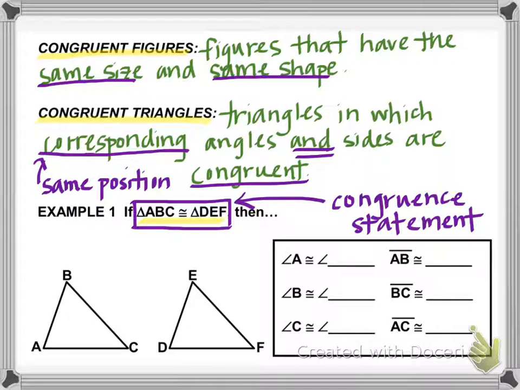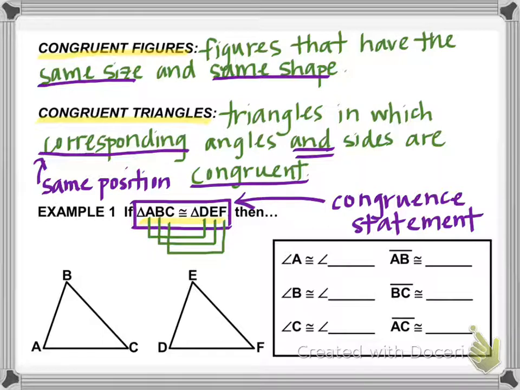So basically, vertex A, since it's in the first position, matches with vertex D, which is also in the first position. So those two vertices correspond. Vertex B goes with vertex E because those are both in the second position. Vertex C corresponds to vertex F because those are both in the third position. So we're going to use that to help us.